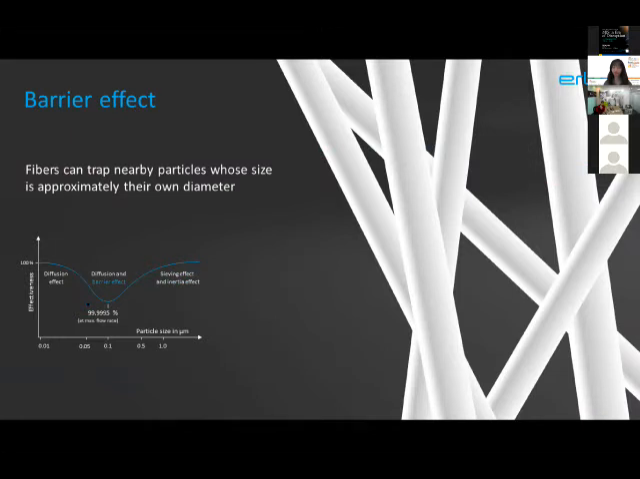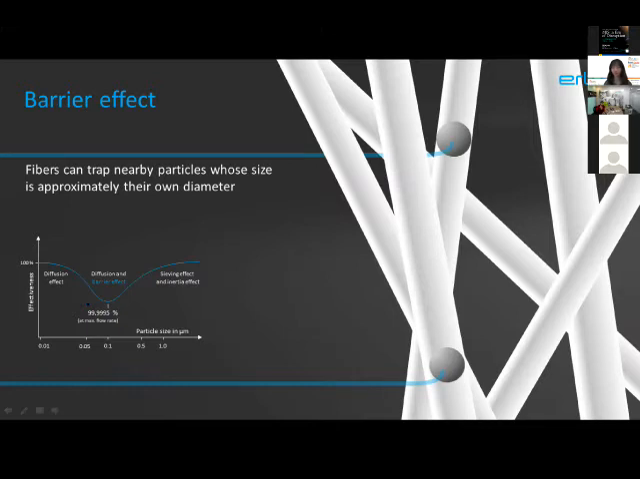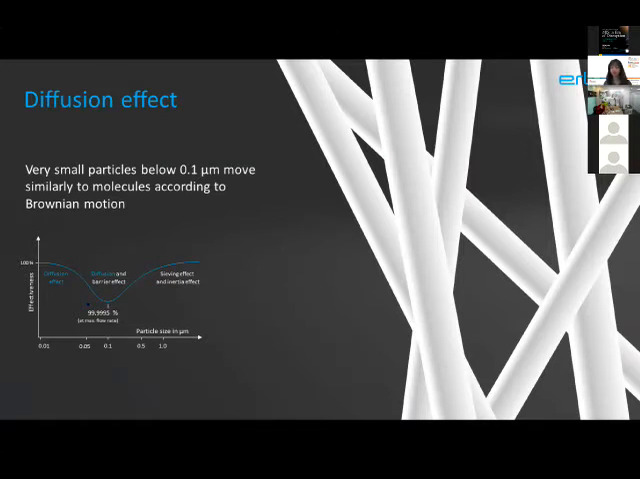Next, for particles in that range of 0.1 to 0.3 micrometer, we have this barrier effect, which are particles that just join to the fiber because they are of similar diameter and size. And this happens through, if you still remember physics back in school, van der Waals forces through intermolecular bonding. Lastly, the diffusion effect, for particles that are much smaller than that.